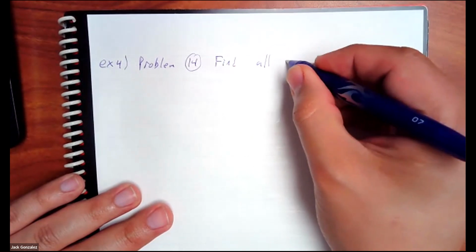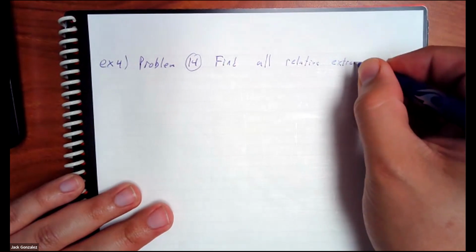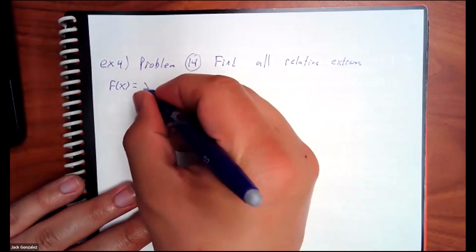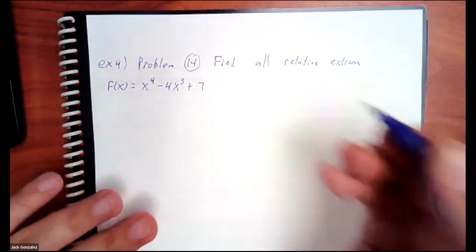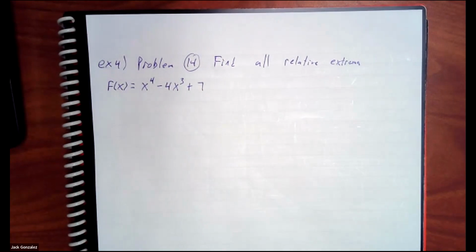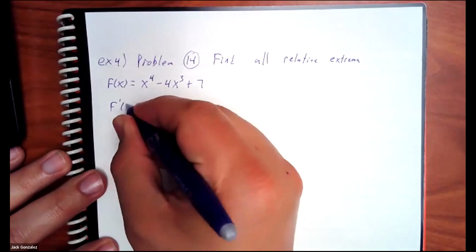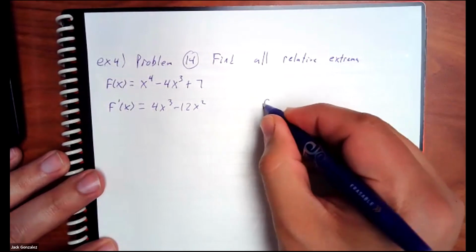Find all relative extrema. So this time we're going to find max and mins using the second derivative test. Okay, so we're going to need the critical numbers and the inflection points, most likely. So first derivative. Second derivative.